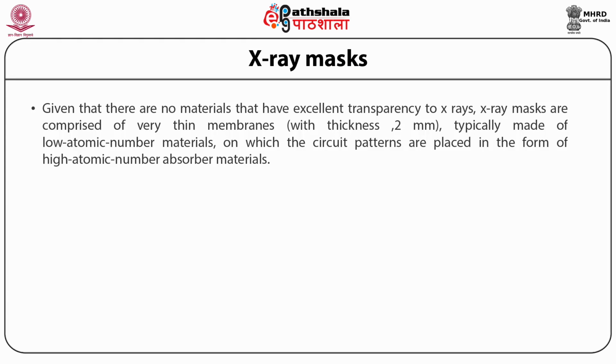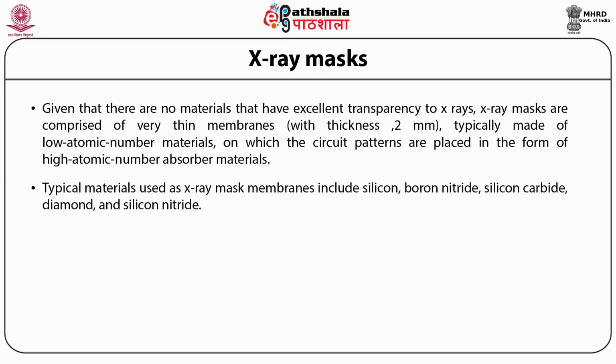X-ray mask. Given that there are no materials that have excellent transparency to X-rays, an X-ray mask comprises very thin membranes, typically made up of low atomic number materials, on which the circuit patterns are placed in the form of high atomic number absorber materials. A high percentage of the X-ray passes through the low atomic number material but is absorbed or scattered by the high atomic number materials, thus generating a contrast for the pattern.